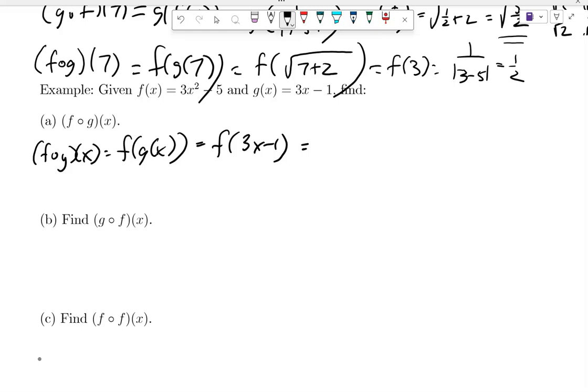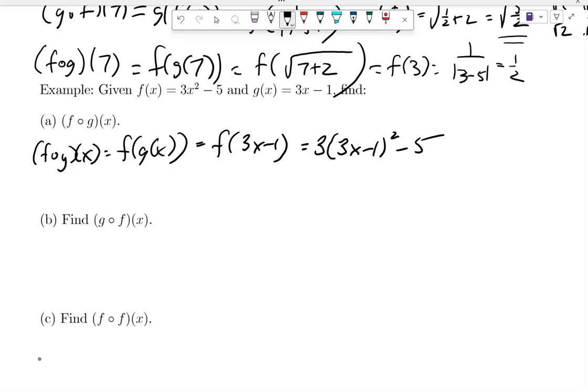Now where does that 3x minus 1 go? Inside of the 3x squared. Good, yep. So it goes 3 times 3x minus 1 squared, minus 5. And that is the composition, right? We took out the x, we put in the 3x minus 1.